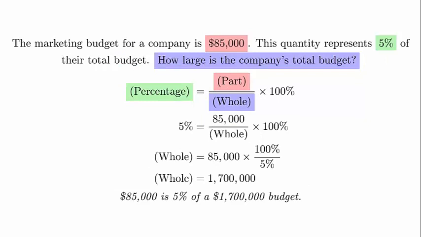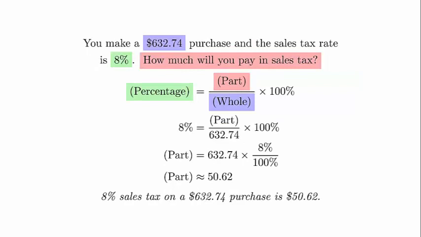The marketing budget for a company is $85,000. This quantity represents 5% of their total budget. How large is the company's total budget? You make a $632.74 purchase, and the sales tax rate is 8%. How much will you pay in sales tax?